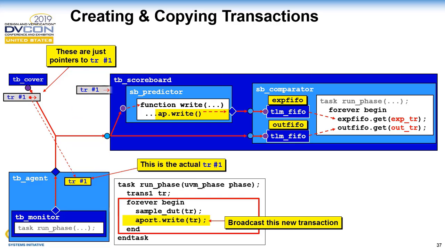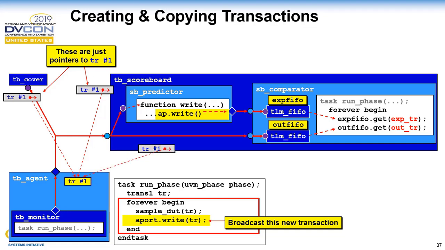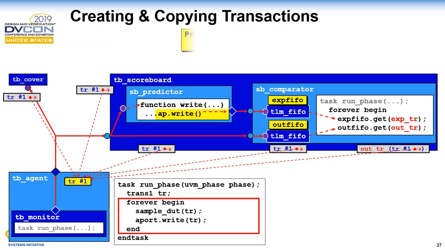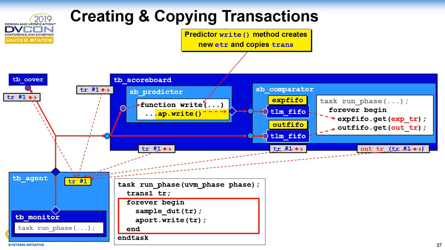And then similarly, it's going to come up to the predictor. It's going to make its way on over to the comparator, and it's going to be placed inside of the TLM FIFO. But again, these are all handles. They're not new copies of the transaction. And then from there, the forever loop is going to grab that handle out and use that data for comparison purposes. So the predictor has a write method that creates a new expected transaction.